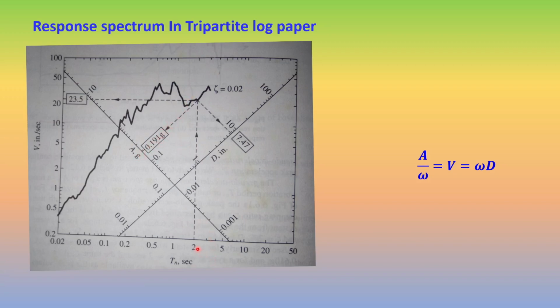If you want the maximum velocity, then you simply go horizontally to the v axis, and the value you get here is the peak velocity. So the beauty of the tripartite log paper is that from the same graph you get all three parameters: spectral displacement, spectral velocity, and spectral acceleration corresponding to any time period.